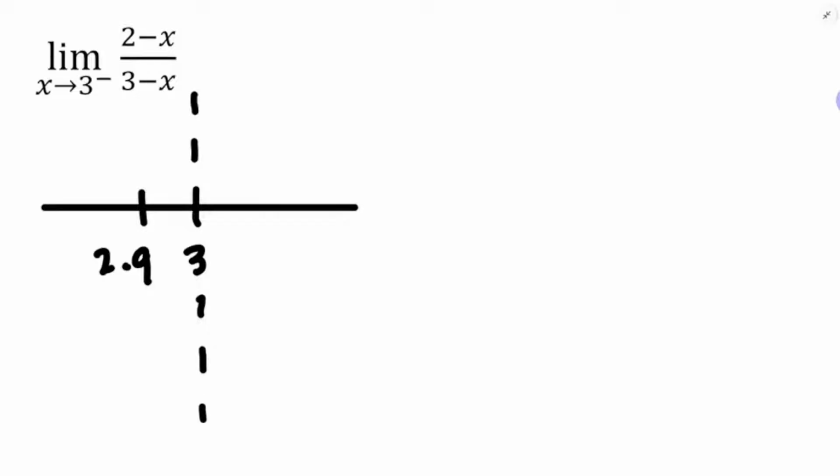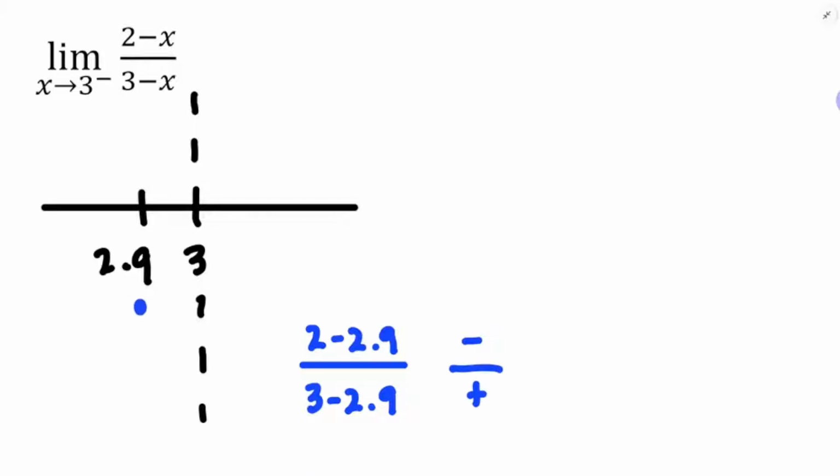But if I plug in x equals 2.9, I'd have 2 minus 2.9, that's a negative number, divided by 3 minus 2.9, that's a positive number. Okay, so negative divided by a positive is negative, and we're approaching a vertical asymptote. That's telling me that this limit is negative infinity.